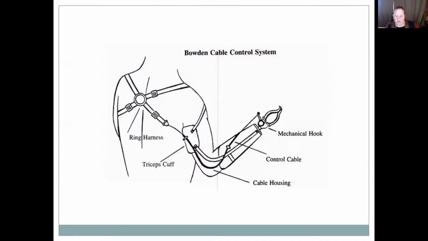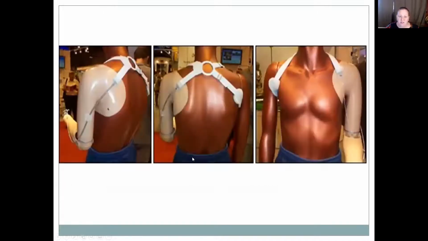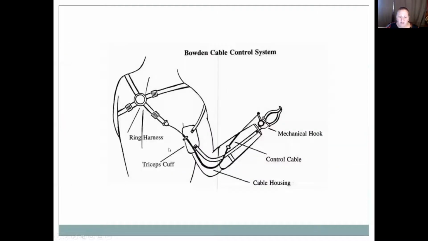So there you can see how it works again in a sketch. So again, here's that harness over the tricep area and the lat dorsi, rhomboids. Okay, and they're calling it a ring harness, makes sense. And then you come down here to the cuff along the triceps. Cable comes all the way down to here. This plastic part is the cable housing, which you can see here. Okay. All right, and your control cable is your mechanical hook.